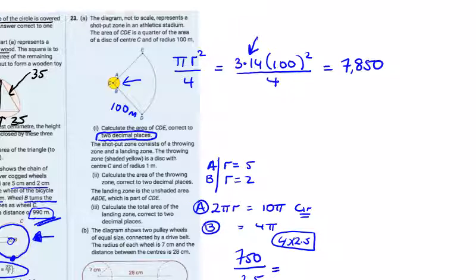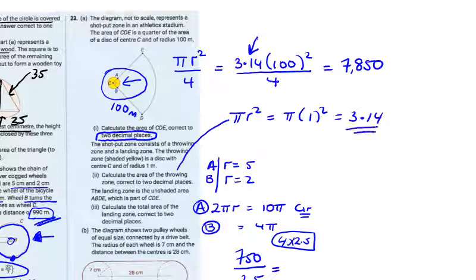So the shot put zone consists of a throwing zone and a landing zone. The throwing zone shaded yellow, we can see here this yellow throwing zone, is a disc with center C and radius 1 meter. Calculate the area of the throwing zone. Well, if the radius is 1, the area of the throwing zone is a circle, pi r squared. So pi by 1 squared is just 3.142 or whatever. So 3.14 meters squared. It's a bit of a silly question.